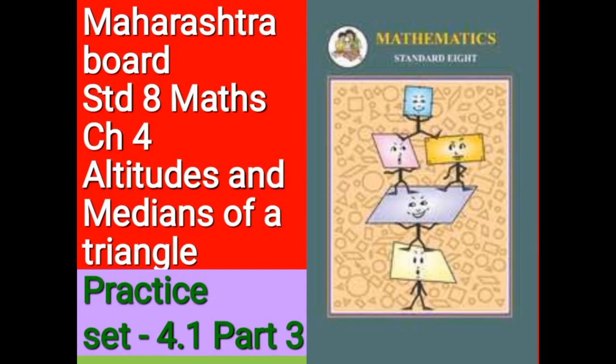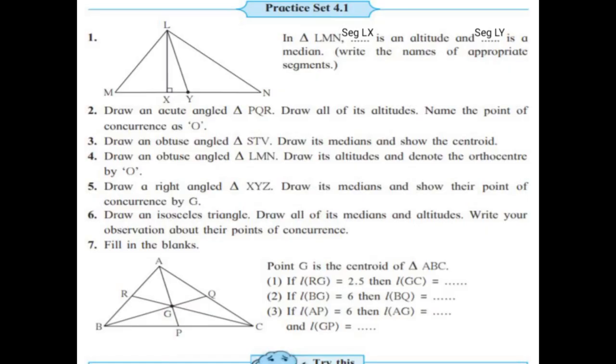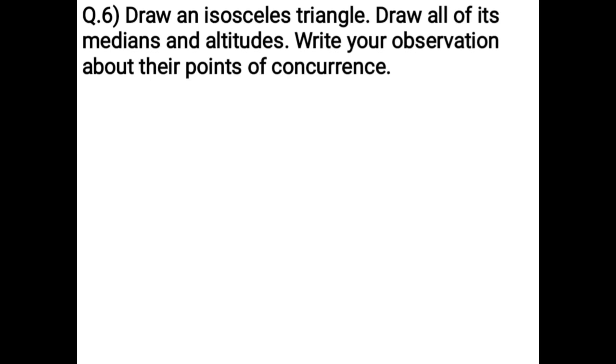We will begin class 8 maths practice at 4.1 part 3 on textbook page number 22. Draw an isosceles triangle. Draw all of its medians and altitudes. Write your observation about their points of concurrence.